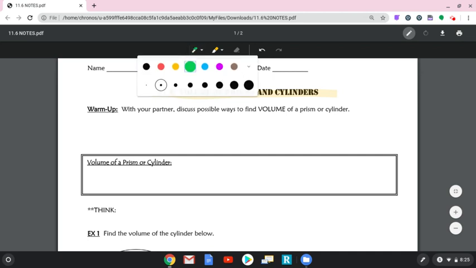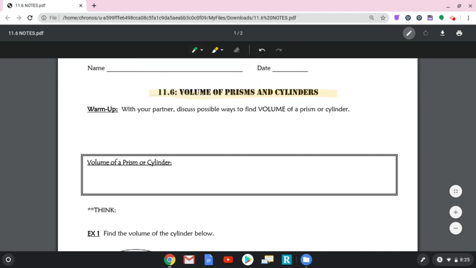So now, what makes volume different than surface area? Surface area is the surface that makes your prism, so it's the outside of your prism, or your cylinder. If I had a can, the surface area would be the metal that makes the can. If I had a cereal box, it would be the cardboard that makes the cereal box.